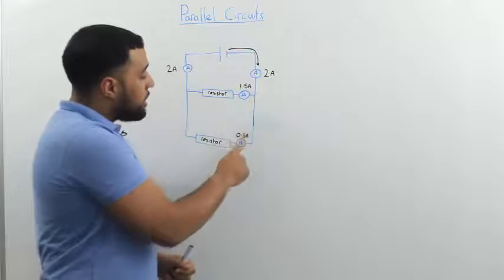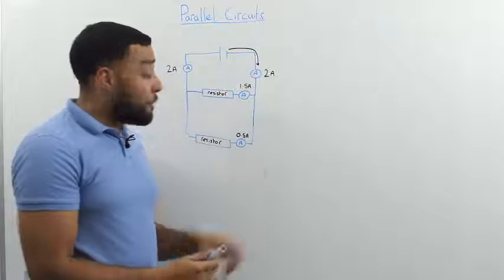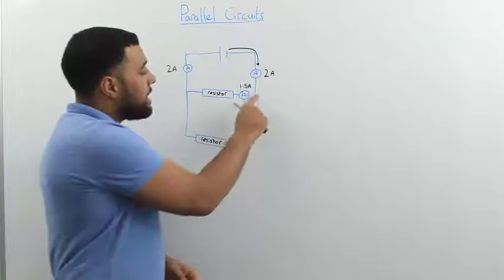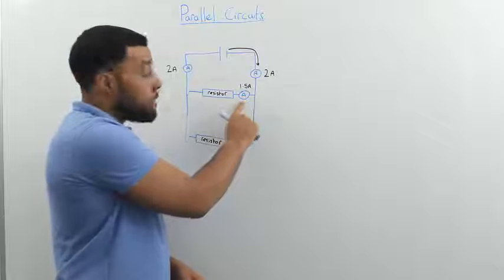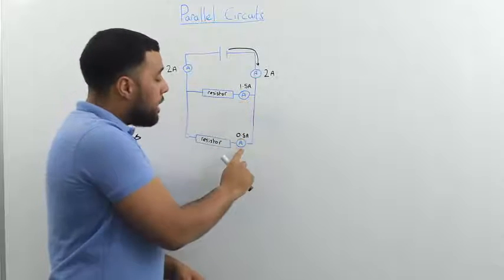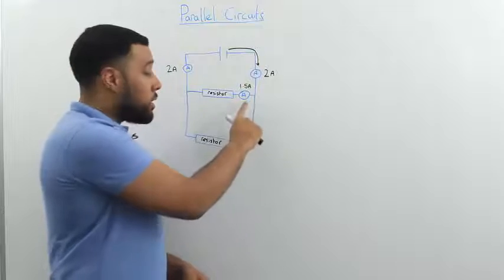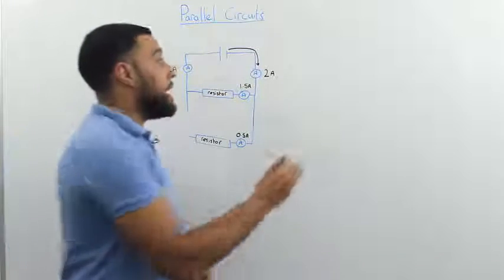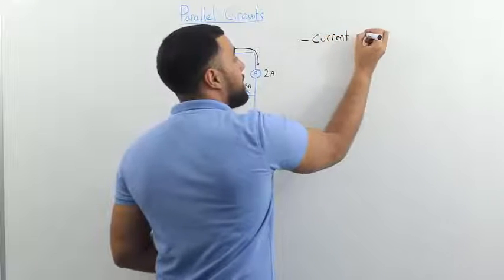We use an ammeter at each pathway to measure the current that's flowing through that pathway. And you can see here that we have a current reading of 1.5 amps for this ammeter, and we have 0.5 amps for this ammeter in this branch. Well, quite simply, that tells us that in a parallel circuit, current splits up.